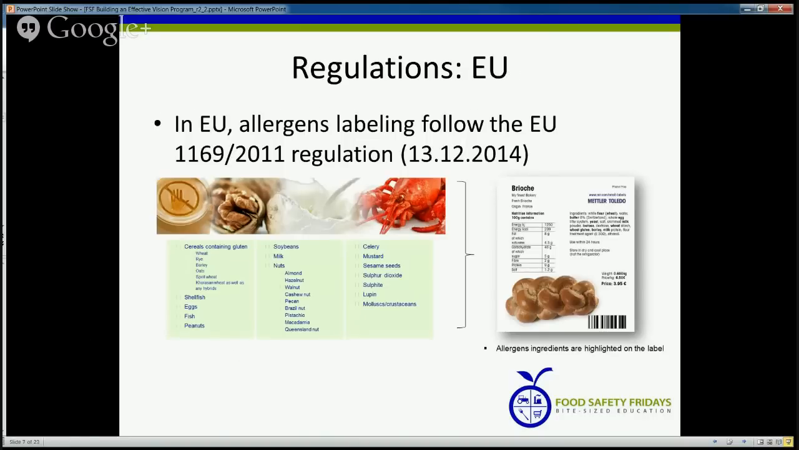In Europe, the regulation that pertains to food allergies is EU 1169/2011, which became effective December 13th, 2014. And it requires highlighting of the allergens in the ingredient list. In Europe, there are 14 listed allergens that have to be on labels. Same as the US, plus a few more. And that's shown over here: sulfur dioxide, sulfite, lupin.